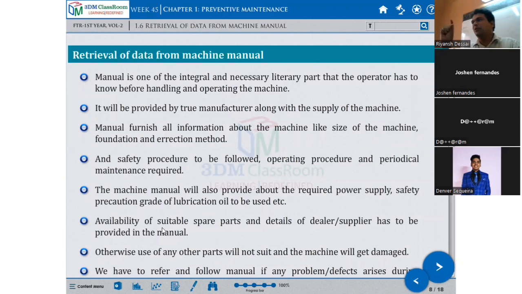So like a car, every similar machine has a manual, like a book. You have to refer to it, whoever is going to operate and whoever is going to repair it. It will be provided by the manufacturer along with the supply of the machine. The manual furnishes all information about the machine, like the size of the machine, foundation and erection method.